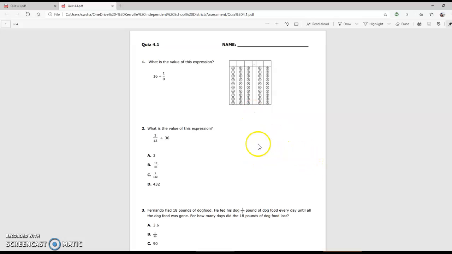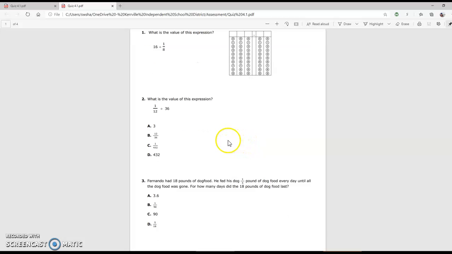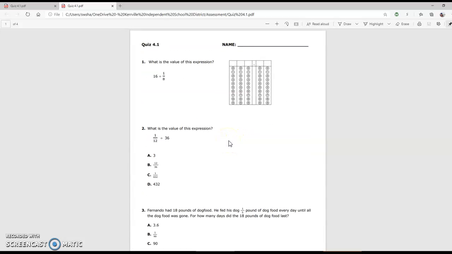Hello students, Miss J would like to discuss with you some of the questions in Quiz 4.1 because I can see that some of you have problems with the questions. Especially questions 1, 2, and 3, which are not supposed to be a problem because we've discussed this in detail for the last 3 weeks.